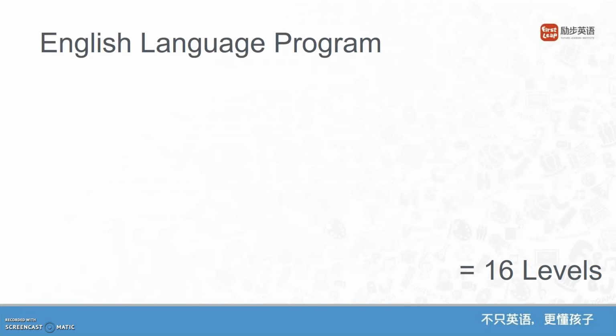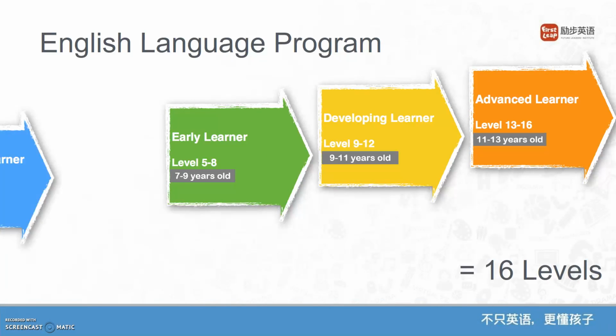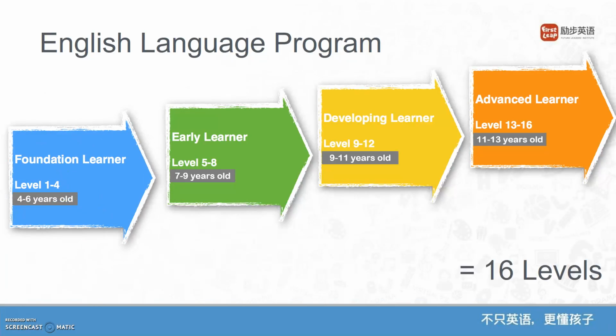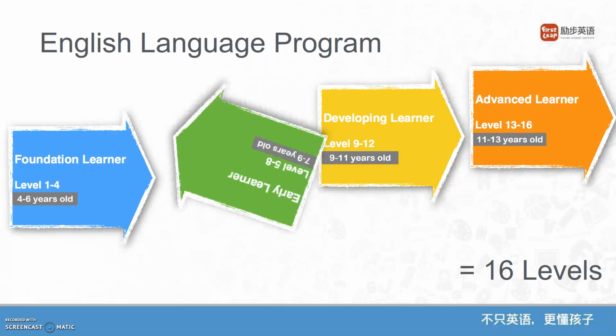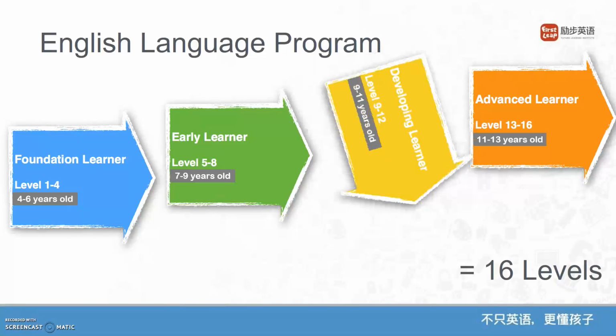The entire curriculum consists of 4 stages with 16 levels. Stage 1, the foundational learner stage, includes 4 levels, 1 through 4, designed for students ages 4 to 6 years old. These students are usually pre-kindergarten or kindergarten in Chinese schools. Stage 2, the early learner stage, includes 4 levels as well, numbers 5 through 8, designed for students ages 7 to 9 years old. These students are usually in the early grades of primary school.